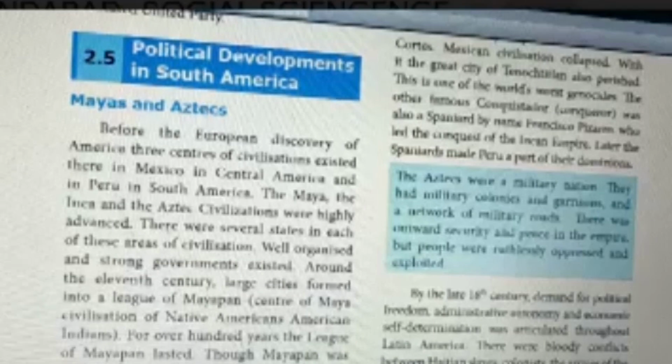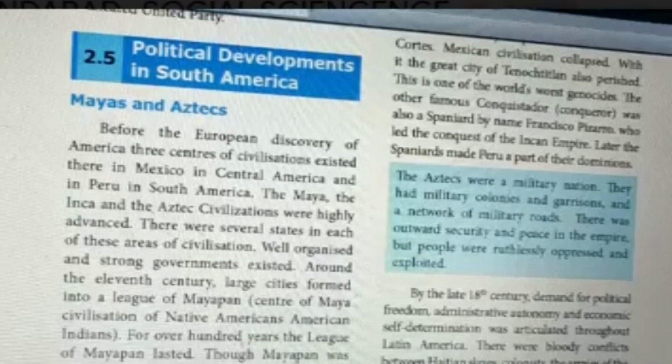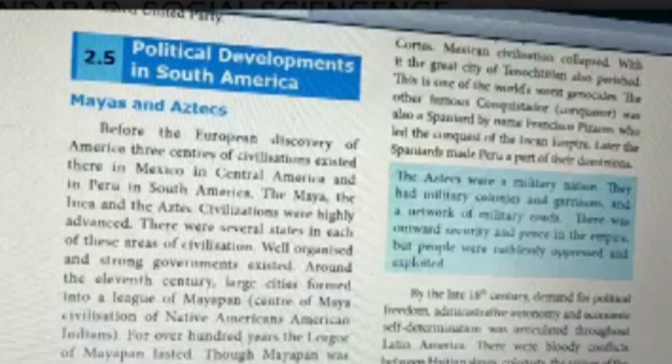So the capital city Tenochtitlan was founded by the Aztecs, who ruled the empire for nearly 200 years. The Aztecs were generally referred to as a military nation, as they sought to control people and exploit them.